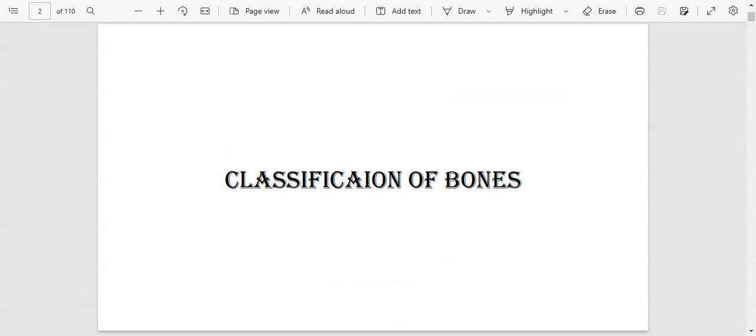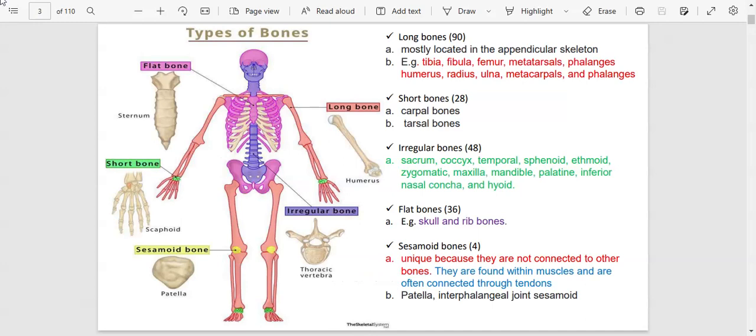So how do you get to classify different bones? You know that the skeletal system is just made up of bones, but how do we get to classify those bones in the skeletal system? When we consider the bones in the skeletal system, the bones can be classified into five major components.